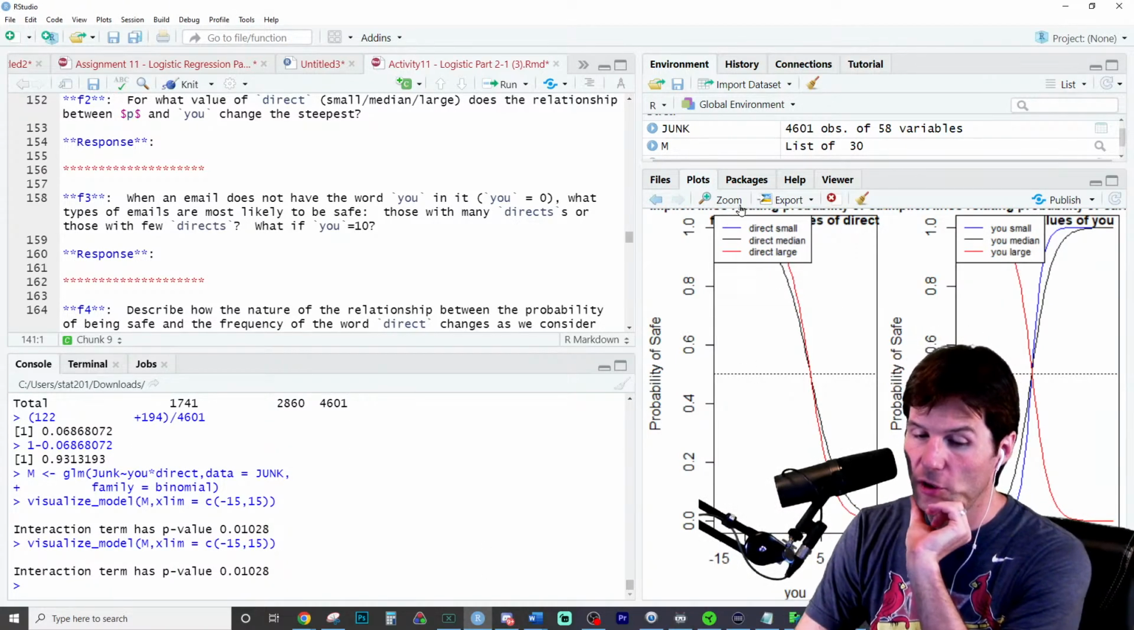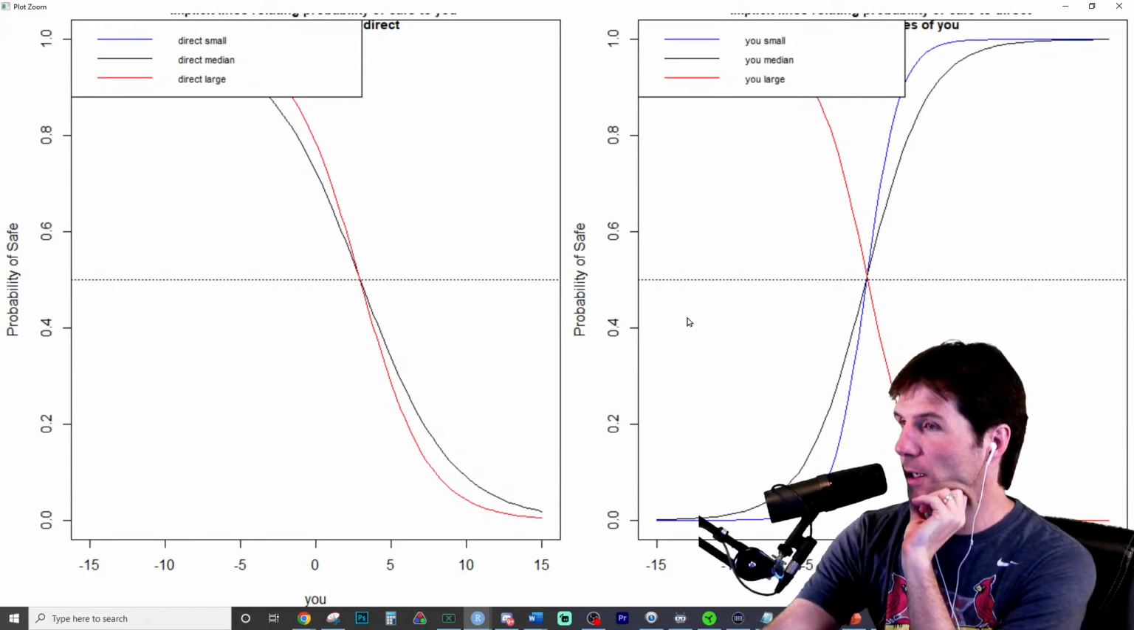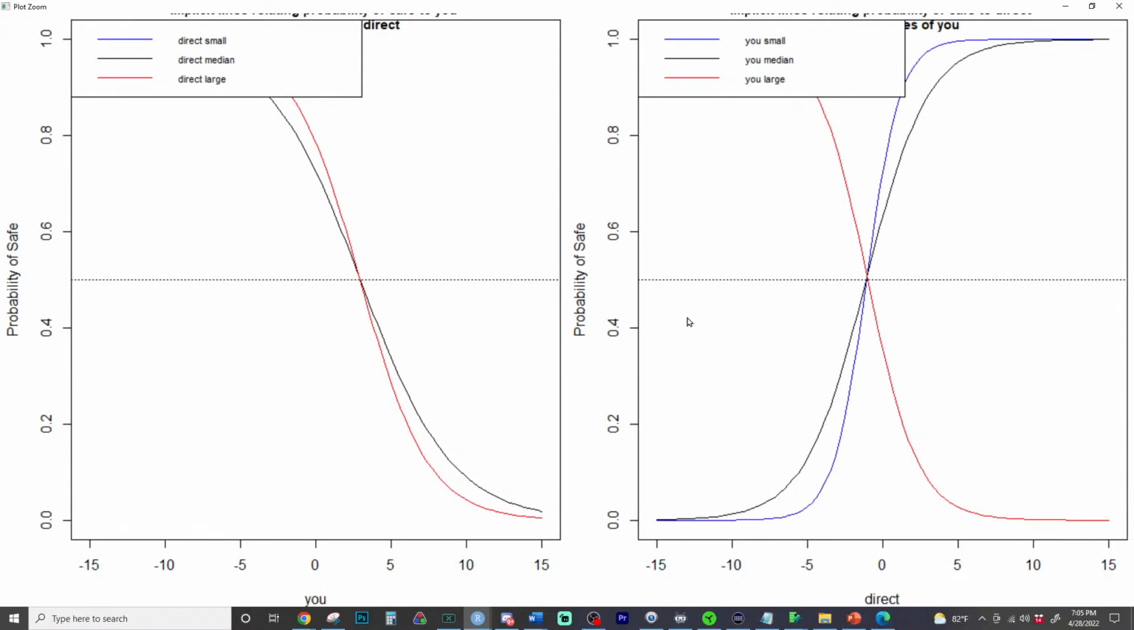Okay. So let me ask you this. Is it good? And remember, we want safe emails. Is it good if an email says direct? Like, do you like emails that say direct a whole bunch of times? Well, think about this. Look at the blue line. Look at the red line.